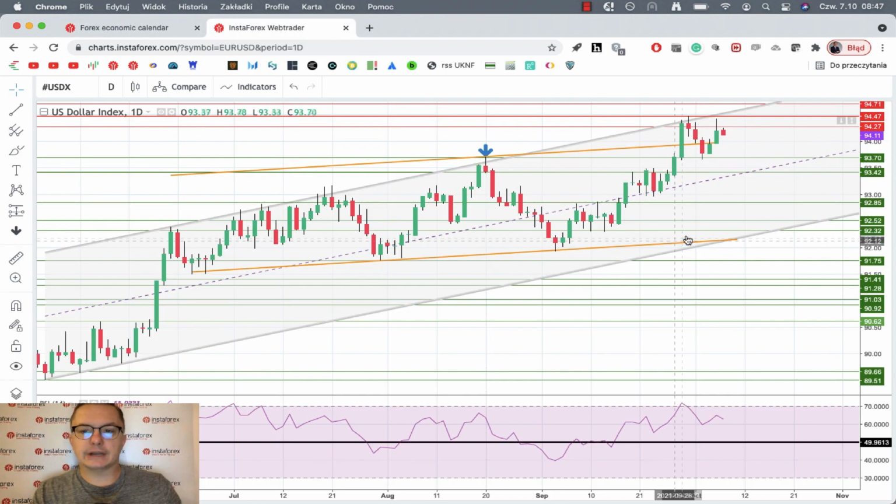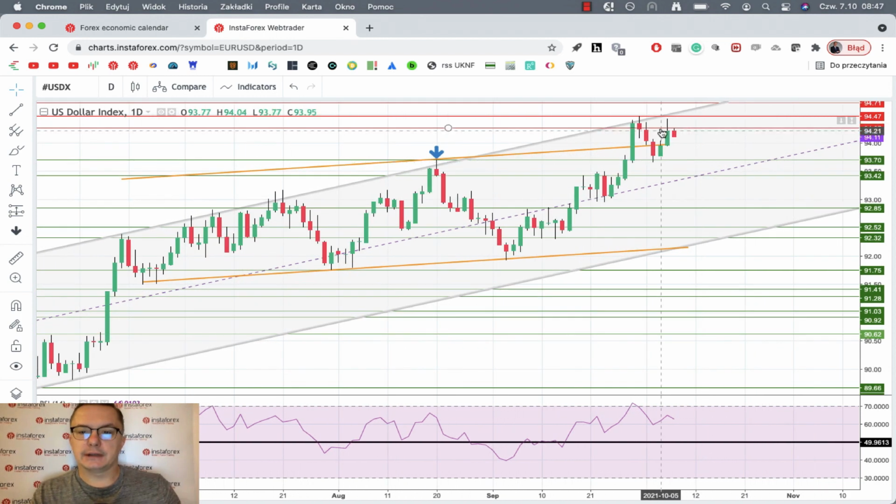We are going to start our analysis with the star of the recent weeks, which is the US dollar. On the daily time frame of the US dollar index, we can see the level of 94.47, which is of course the level of a high from the last day of September and the recent technical resistance.